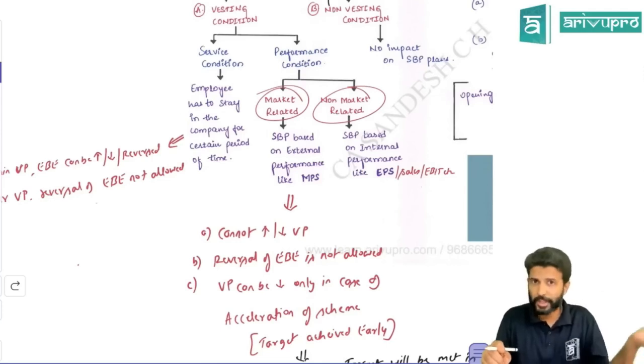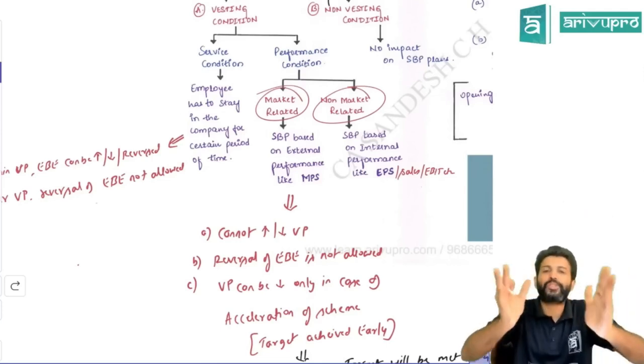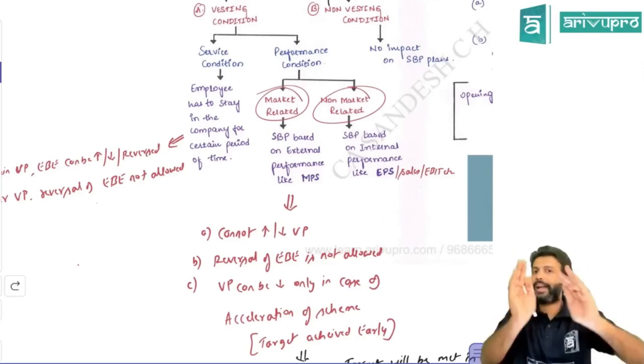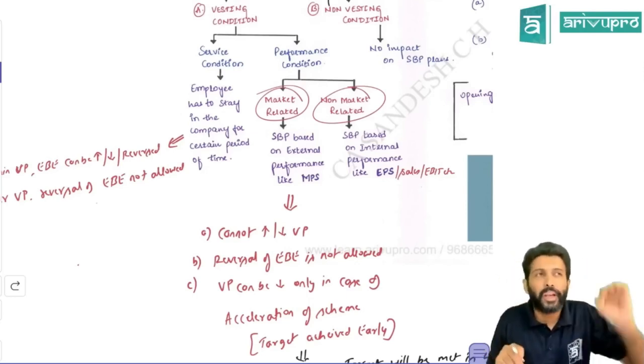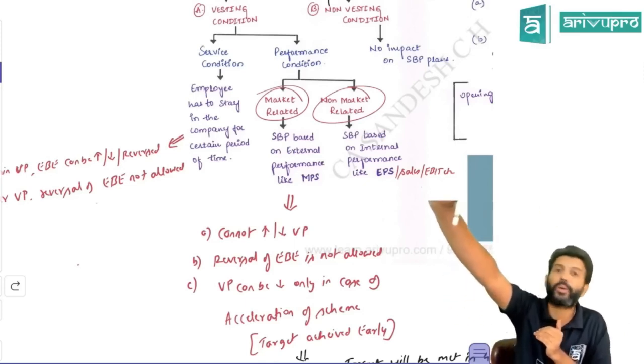It could happen after 6 months also, after 6 years also. We don't know. So here, how do you do the accounting? The company has to estimate. The moment they give this plan to the employees, the company has to estimate in how many months or in how many years the target is expected to get achieved.